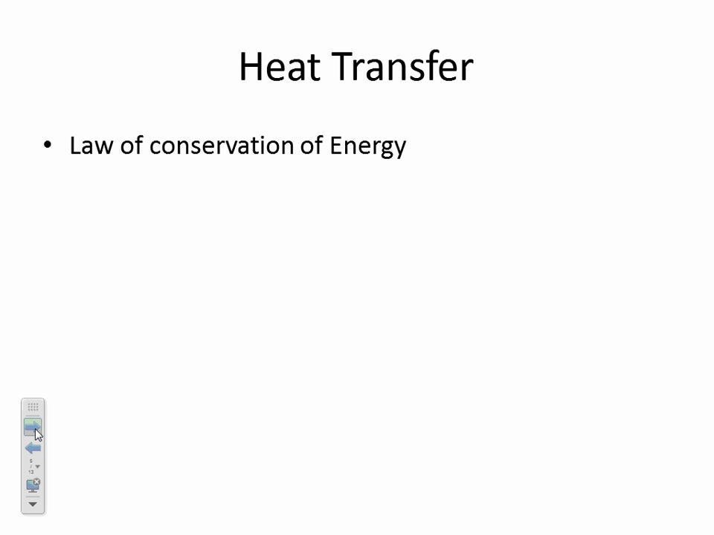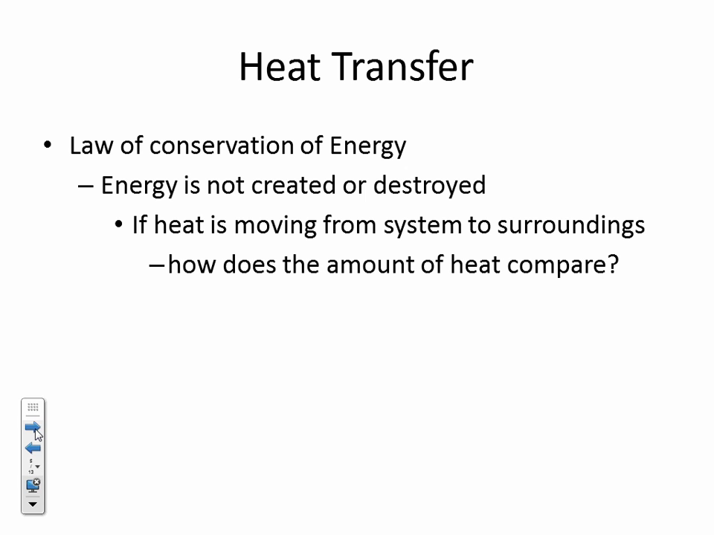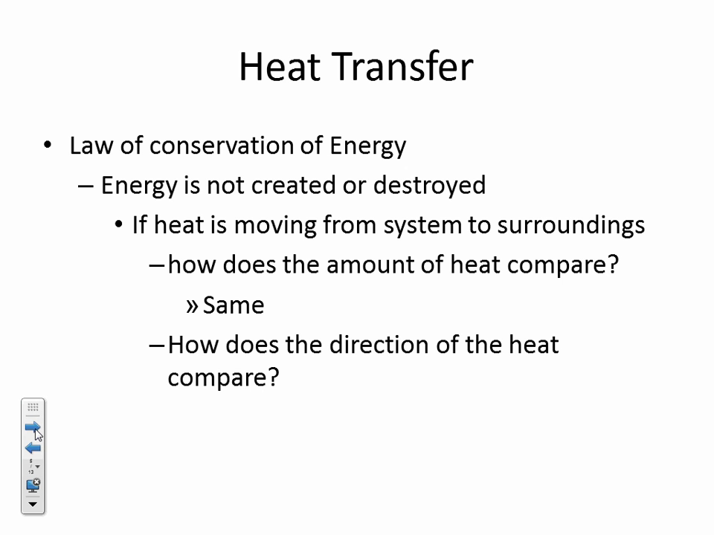So when we're using heat transfer, the heat is moving from the system to the surroundings, and the amount of heat that is moving between the two is the same quantitatively. The number, the joules of heat, is the same. However, the direction is different. So if the system is losing 8 kilojoules of heat, the surroundings are gaining 8 kilojoules of heat. Notice the opposite, loss and gain.